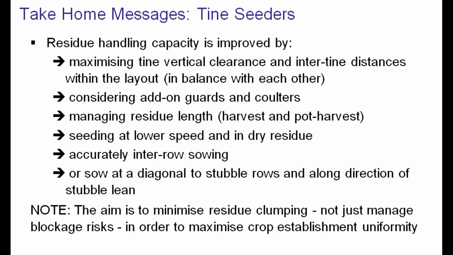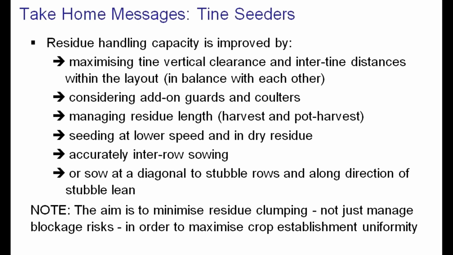Okay, so take-home message for the tine seeders. Essentially, maximizing clearance both vertically and within the layout is a key part of the design stage. That's relevant to farmers if they want to change row spacings. Typically that's a motivation to try and handle residue better. So you need to have a layout on the machine to actually achieve these requirements and not create bottlenecks in particular parts of the machine.